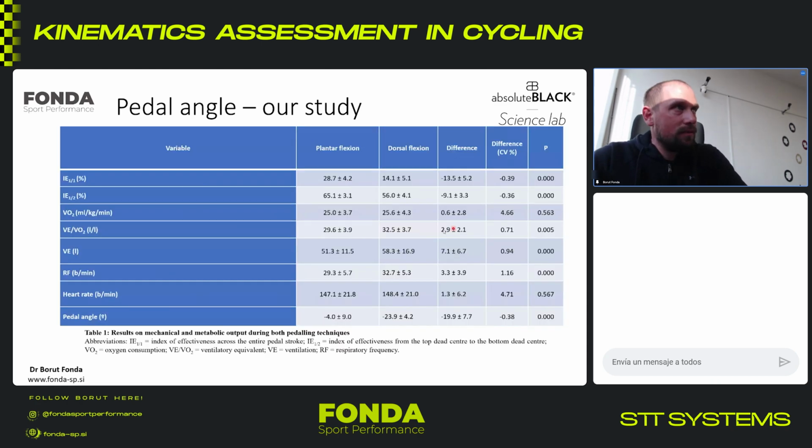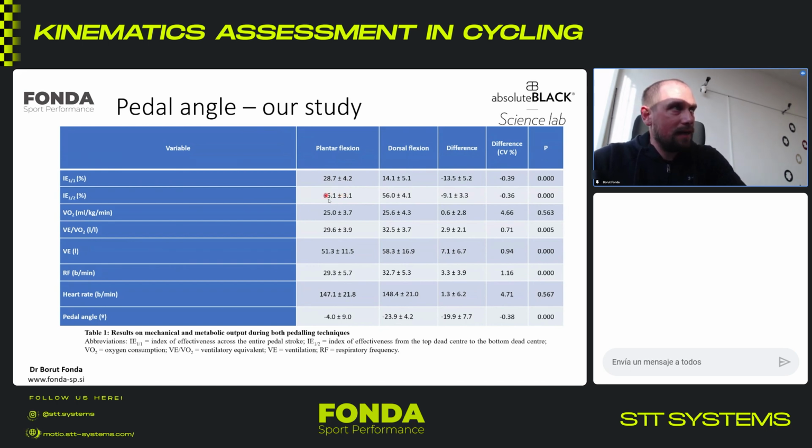And the results were shockingly positive for the plantar flexed condition. Here, the index of effectiveness across the entire pedal stroke was almost 100% higher than in the dorsiflexed condition, whereas the one I think is most important is the index of effectiveness of the downstroke.